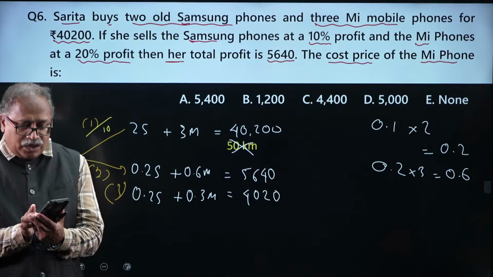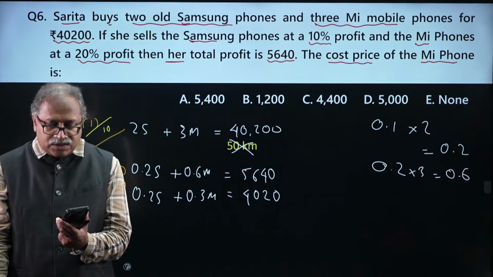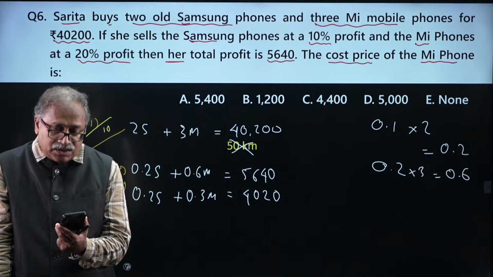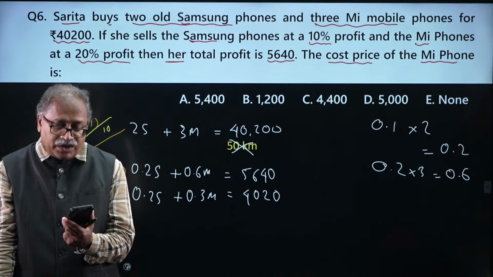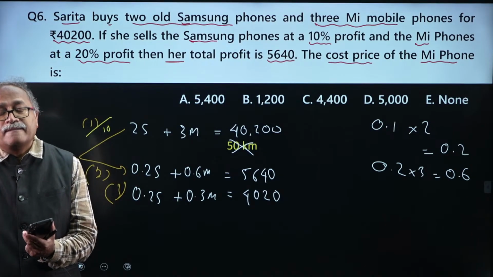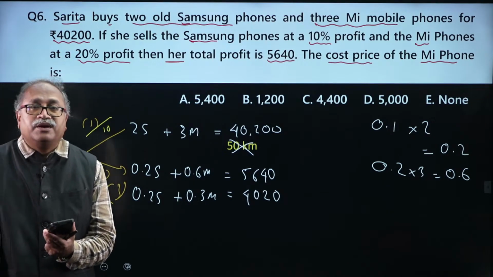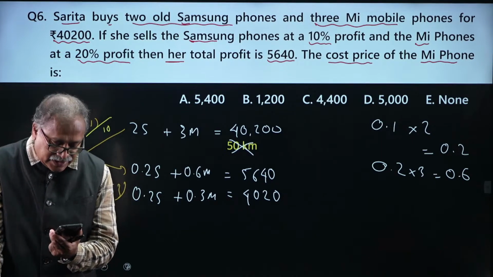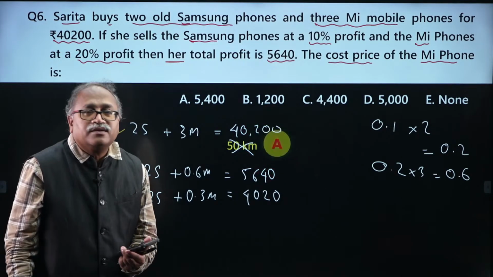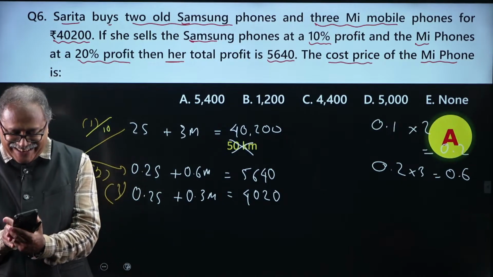Oh wow, Caroline has once again answered the question and he has continuously kept answering the questions one after another, and almost every question he answered correctly. You are doing well, my dear friend. Let us check your answer here. Is it option A, 5400? Yeah, that is right.